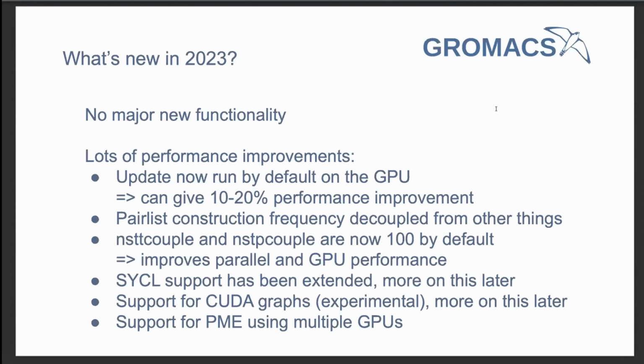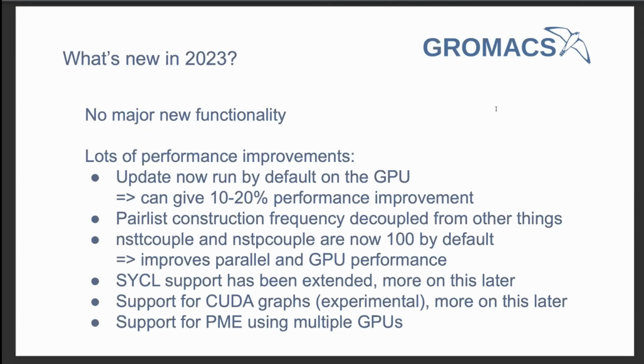In terms of features, we have now switched the update, or the integration, to the GPU. This can give quite a lot of performance improvement in many cases, because it means we don't need to transfer the data back to the CPU for the integration, or keep the data on the CPU and move it back and forth. We already had this feature, but now it's on by default to have the data reside on the GPU, the GPU-resident mode, as that's called.